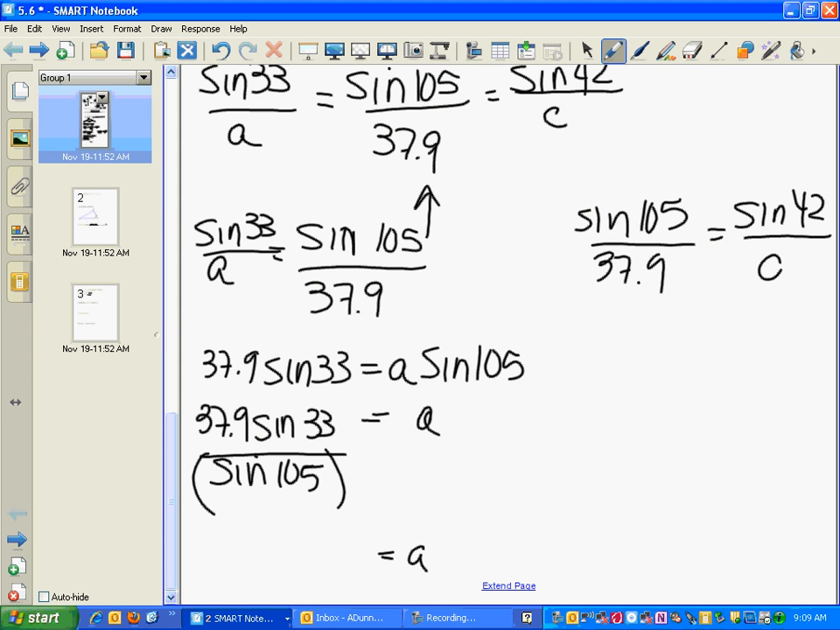And so I get about 21.37. Would you agree? I'm assuming I did my math right. Is it a degree? No, it's a side length, right? So don't put a degree symbol on this answer. Keep track and keep thinking about what it is you are really trying to solve for. All right, solve for side C.